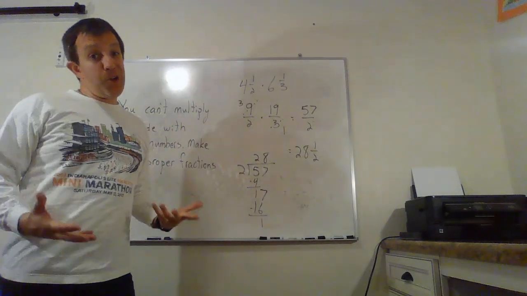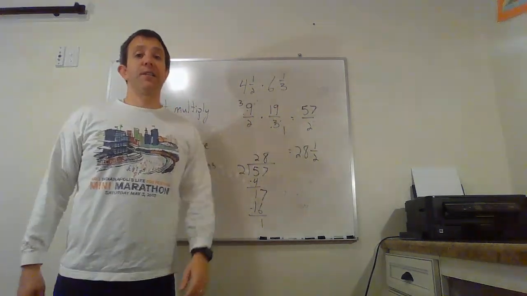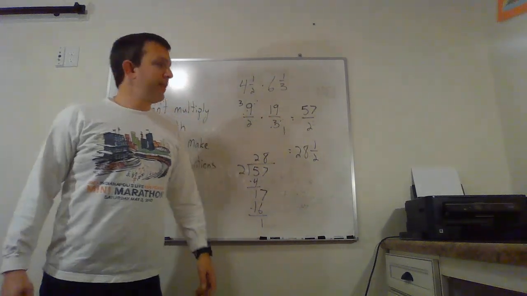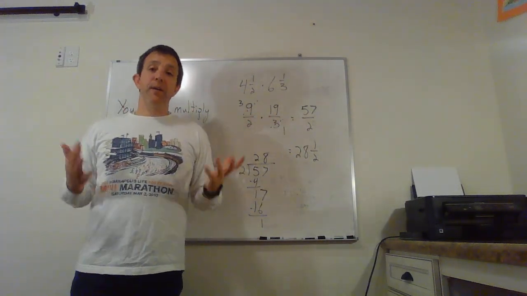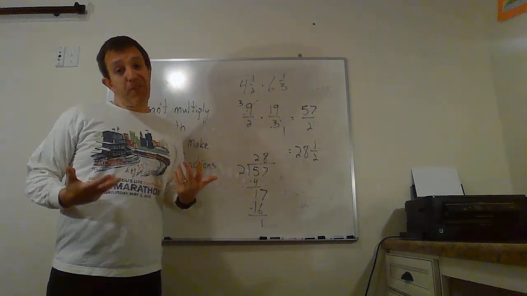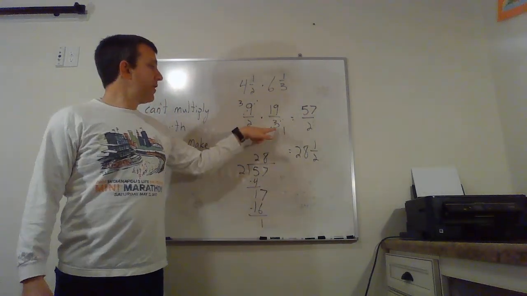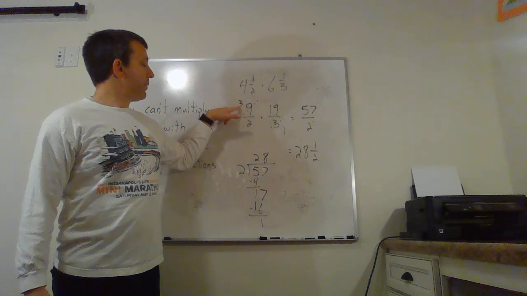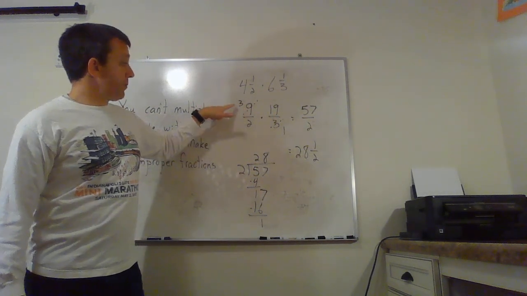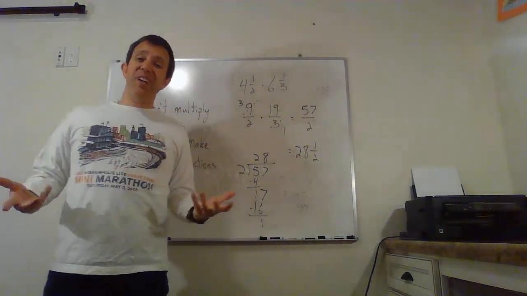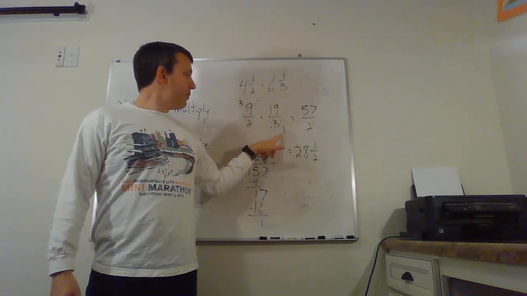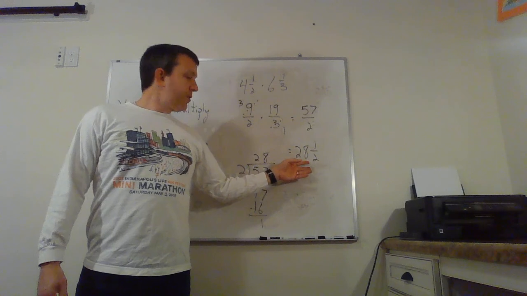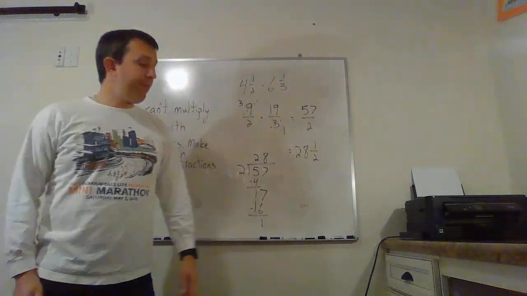Now, I almost multiplied this one just straight across, and I got some pretty big numbers when I did that. Instead, I noticed, hey, look, 3 and 9 are both divisible by 3. So I divided them both by 3 first, just to make my life easier. 3 divided by 3 is 1. 9 divided by 3 is 3. Now when I multiply, I still get some kind of big numbers, but they're not as bad. 3 times 19 is 57. 2 times 1 is 2. It turns into the mixed number 28 1/2.